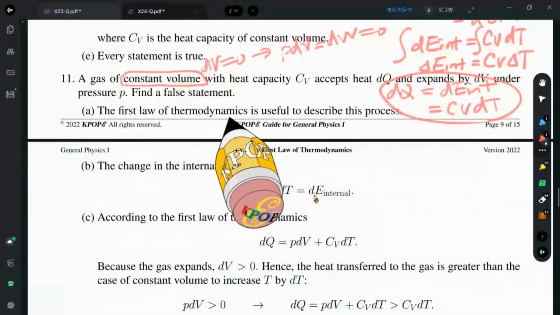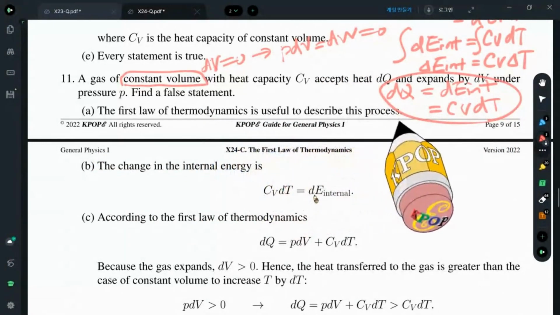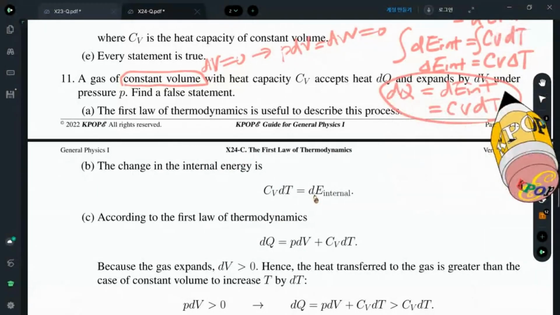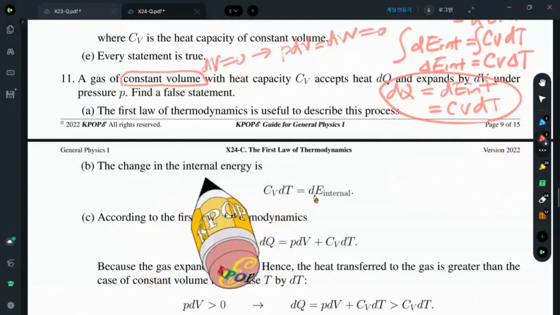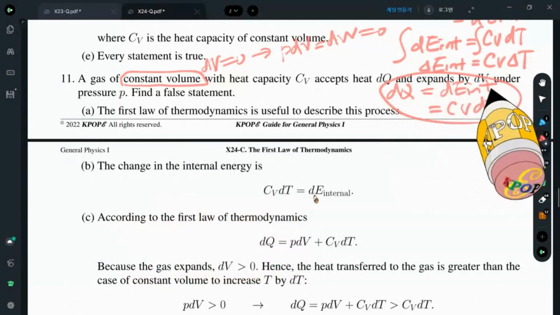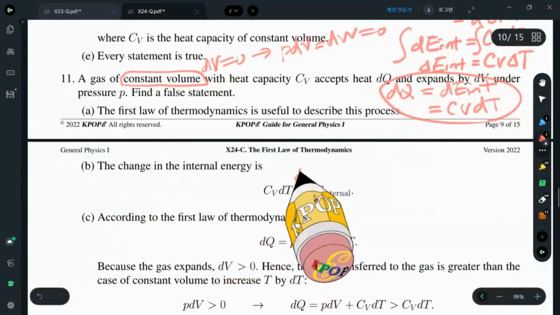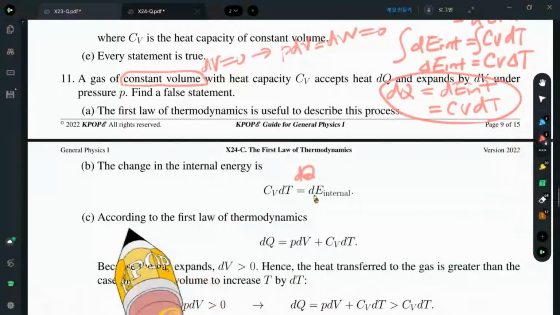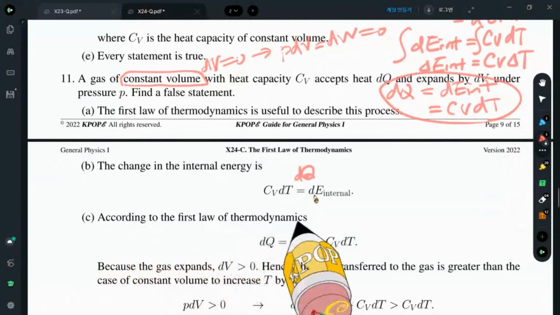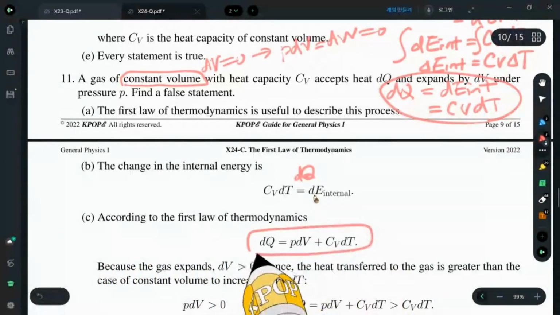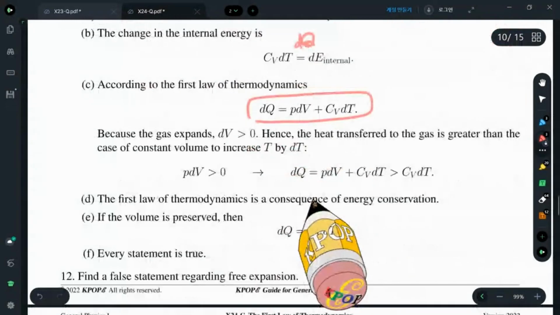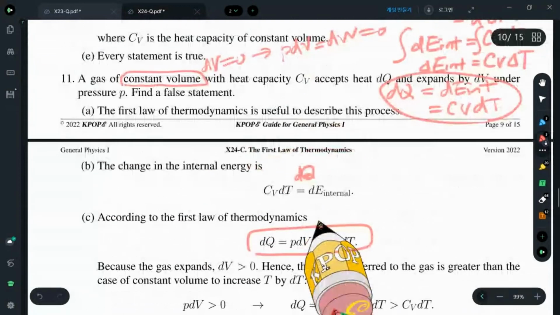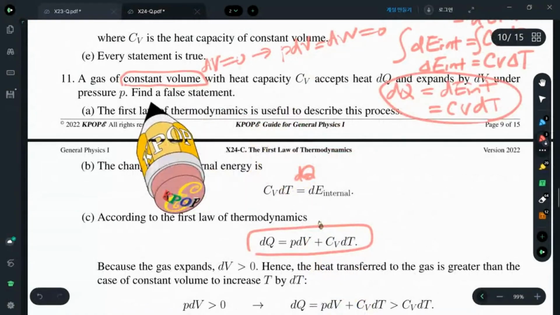The first law of thermodynamics is useful to describe this process because PdV equals 0, so we have an identity. The change in the internal energy is identical to dQ, and that is identical to CV dT, right? According to the first law of thermodynamics, the gas at constant volume, accepted, okay.